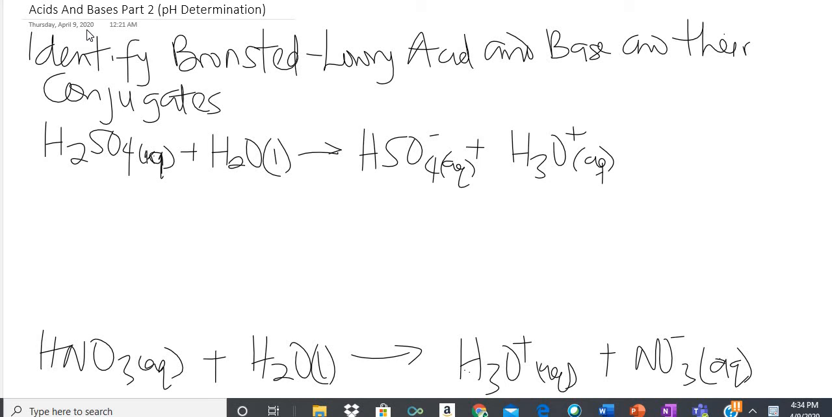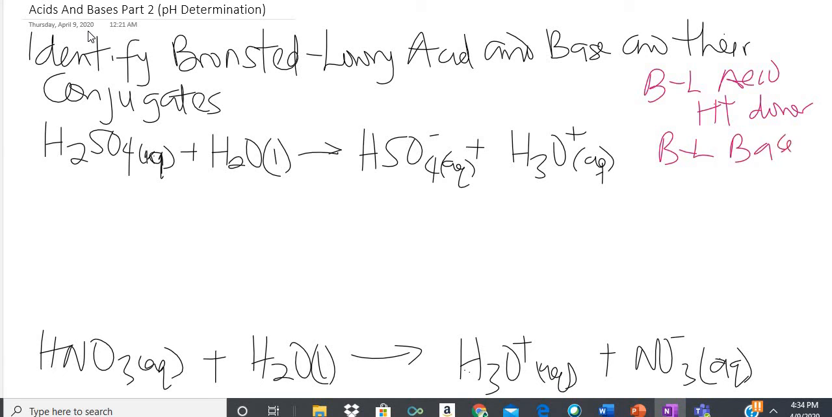So we know that Brønsted-Lowry acid is a proton donor and Brønsted-Lowry base is a proton acceptor.